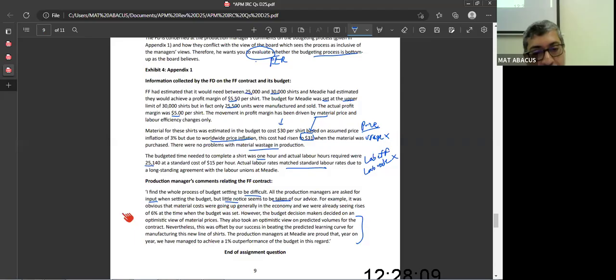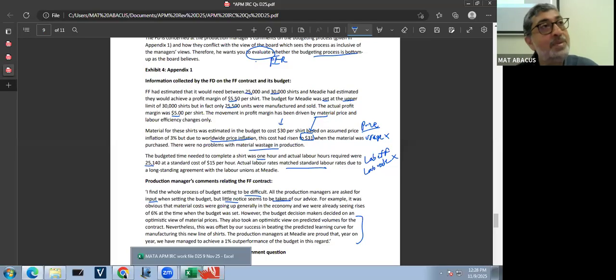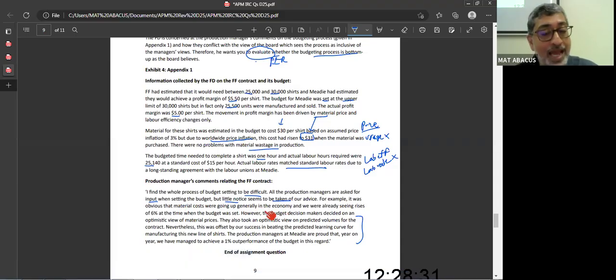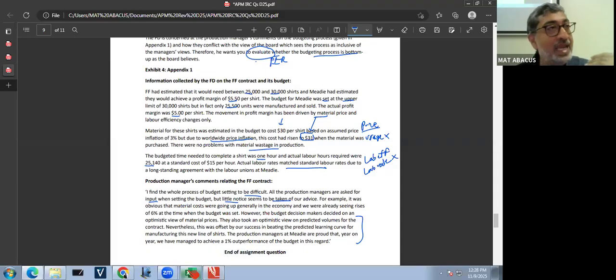However, the budget decision maker decided on an optimistic view. You cannot do that. If the price externally has risen by 6%, you have to incorporate it. Otherwise, you're expecting your purchasing manager to do magic, and that's not fair. The reality is the price had gone up by 6%. The minimum you should do is adjust the standard price by 6%.